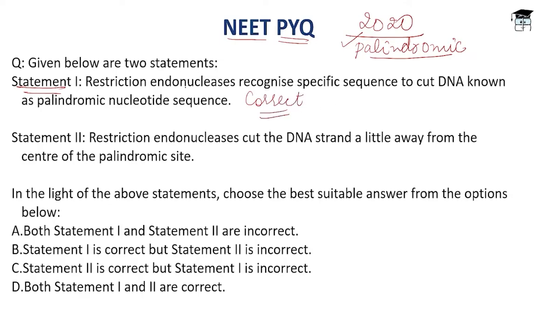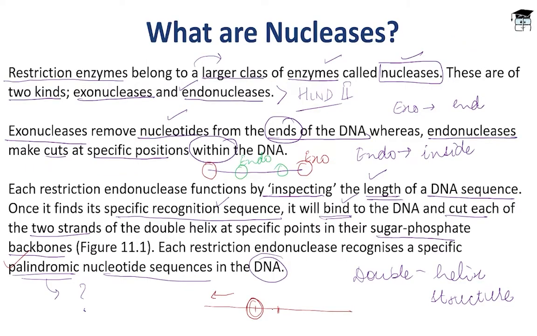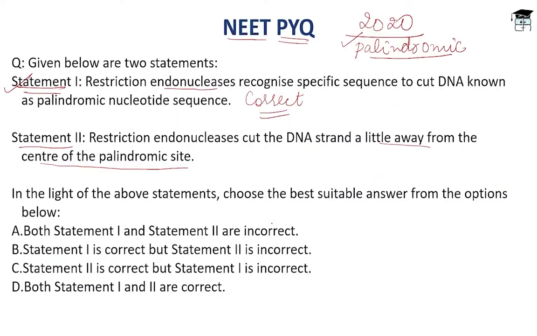We know that restriction endonucleases recognize a specific sequence, which is known as the recognition sequence. That recognition sequence in turn is known as a palindromic nucleotide sequence. So this statement is correct. Next statement: restriction endonucleases cut the DNA strand a little away from the center of the palindromic sequence site. This is what I told you just now, that they cut the palindromic nucleotide sequence a little away from the center. This is what they're saying in statement 2, so this is also correct.